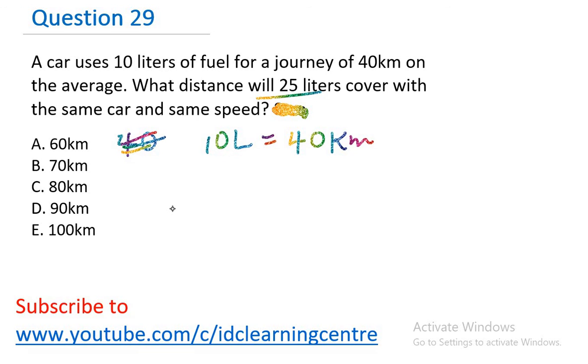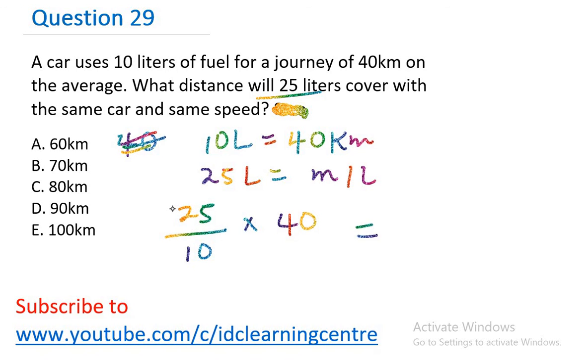Now, 25 liters will cover more distance, so more divided by the less. 25 is the more, divided by 10, which is the less, times the distance, 40 will give you your answer, 40 kilometers. Take note, these liters will cancel these liters. 0 cancels this 0. 25 times 4 will be 100 kilometers. So for 25 liters, it will cover a distance of 100 kilometers, which is E.